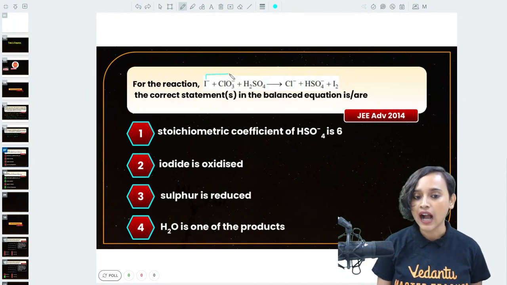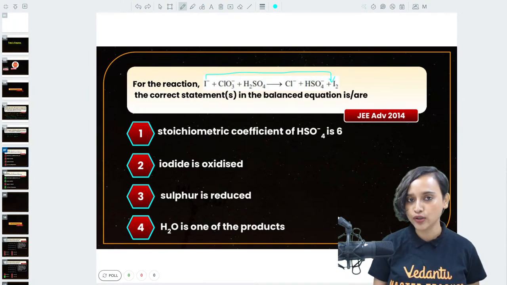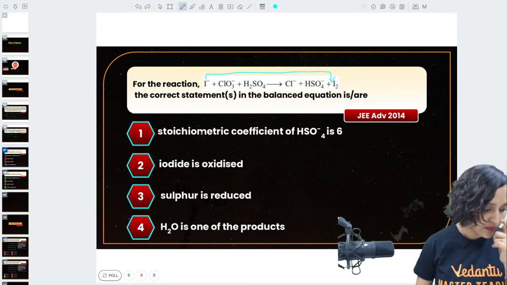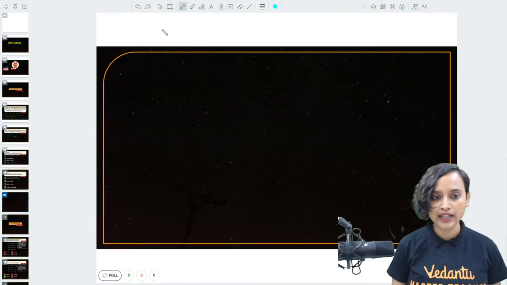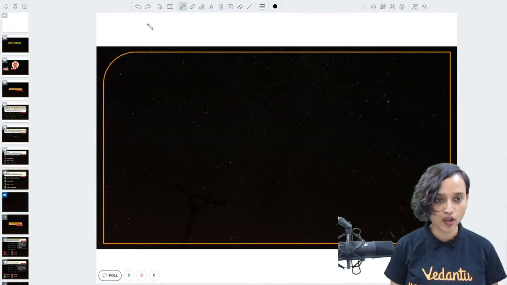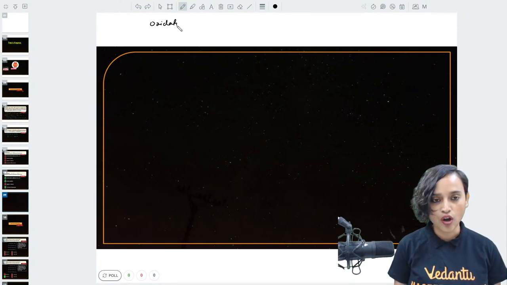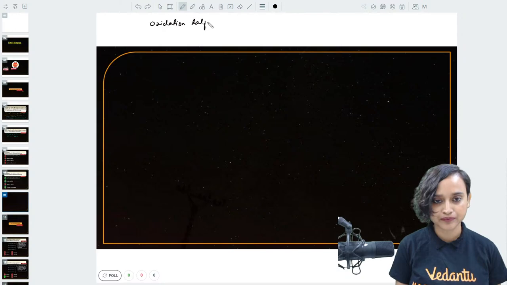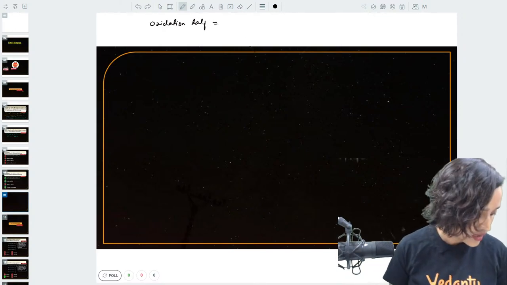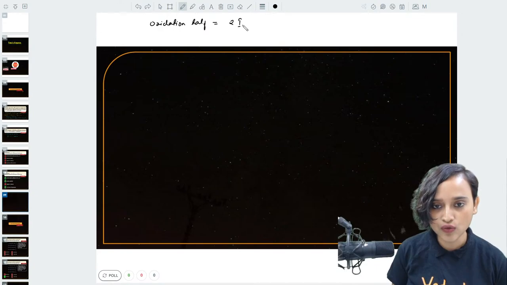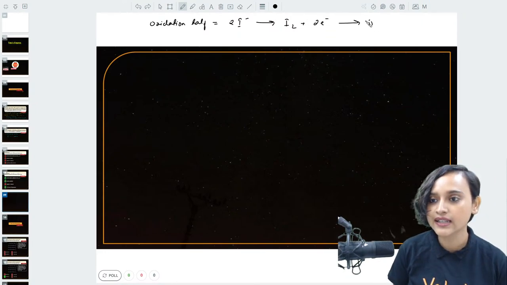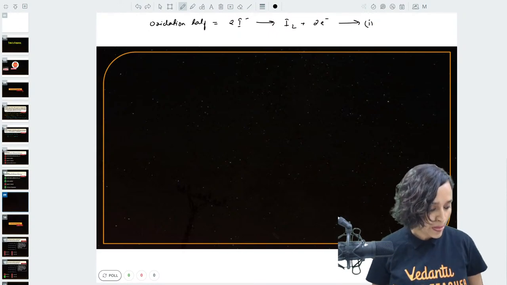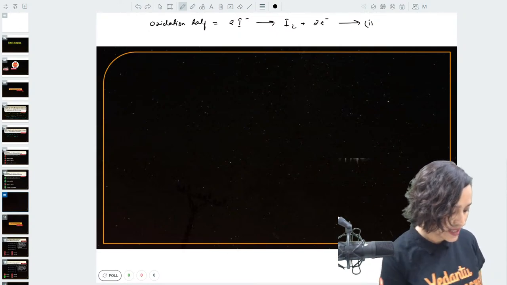Now we see that I minus is getting converted to I2. Do you see it? So let's write it down here. Initially, let's start with the oxidation half. What is the oxidation half, guys? The oxidation half is 2I minus gives I2 plus 2e minus. And let's consider this to be equation 1. Can we do that, everybody?